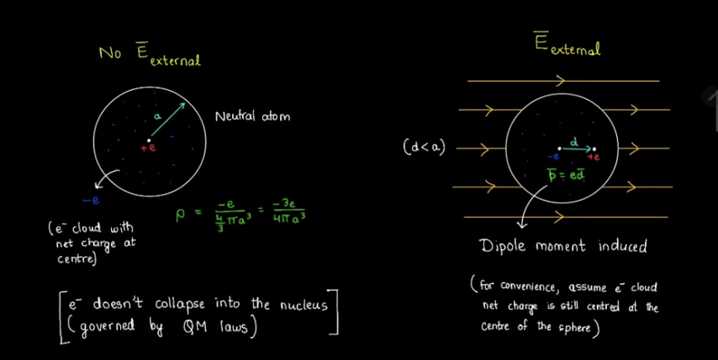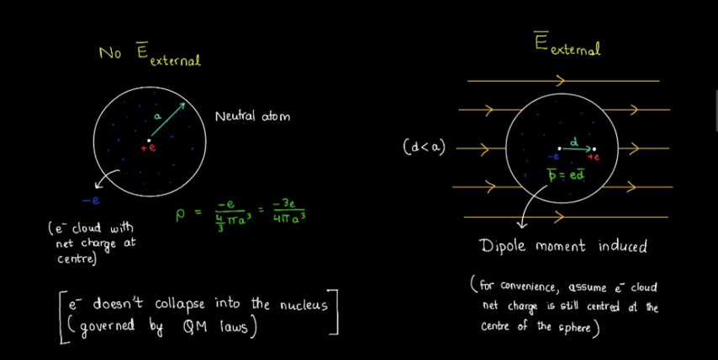Let's say there is an atom with a nucleus and an electron, where the nucleus has a charge of plus E and the electron has a charge of minus E. It's a neutral atom. But here we're considering an electron cloud with charge density rho, which is given here, total charge by total volume. The radius of this atom is A, but the net charge is centered at the nucleus. So finally, it's a neutral atom. This is the case when there is no external field applied.